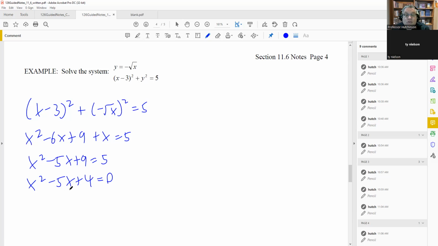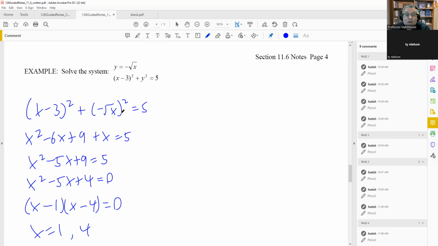Again, this is usually something that can be factored. So if you can't factor this, then double check your work to make sure it's done correctly. But here it's fine. We can factor that. Factors of 4 that add up to negative 5 would be negative 1 and negative 4. And we get x is 1, and we also get 4 as the answer.